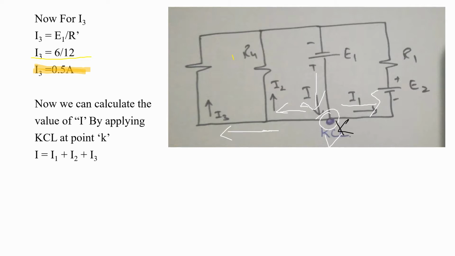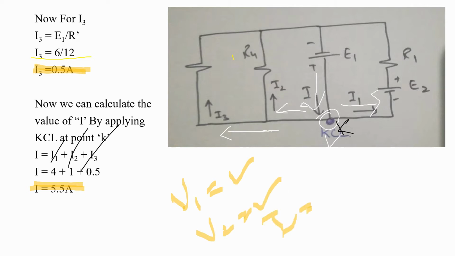We have all the values of I1, I2 and I3. Substituting the values into it, we get 4 ampere as the value of I1, 1 ampere as the value of I2 and 0.5 ampere as the value of I3. When we add all these three values, we get I is equal to 5.5 amperes, which is our required result. Now we have found the value of V1, the value of V2 and I. These are the required values which we had to find in that particular question.